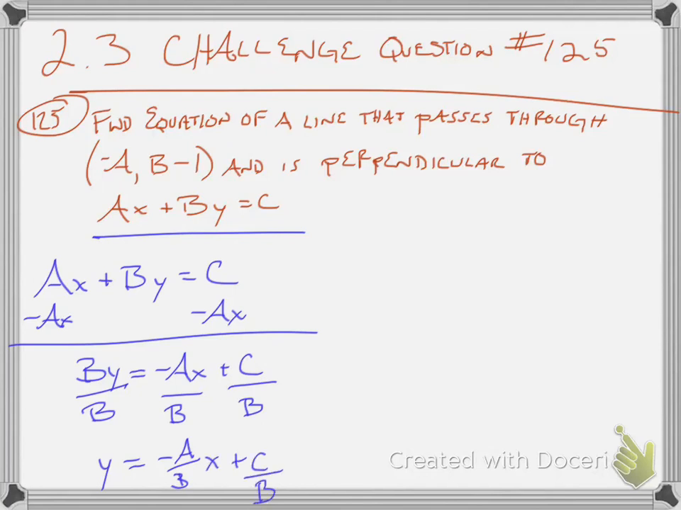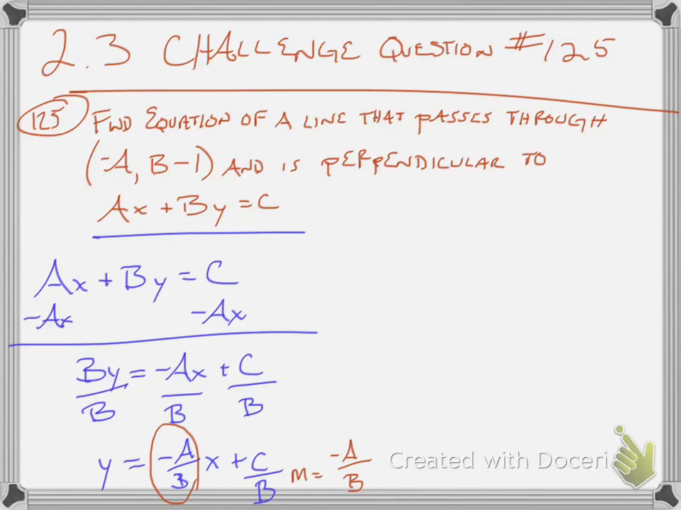Well, I'm only concerned here with the slope, the m. The m of this line is negative a over b. And remember, we discussed this after the first day, to where all you're going to do is subtract ax, divide by b. You can do that part in your head. Okay, so the slope of this line is negative a over b.